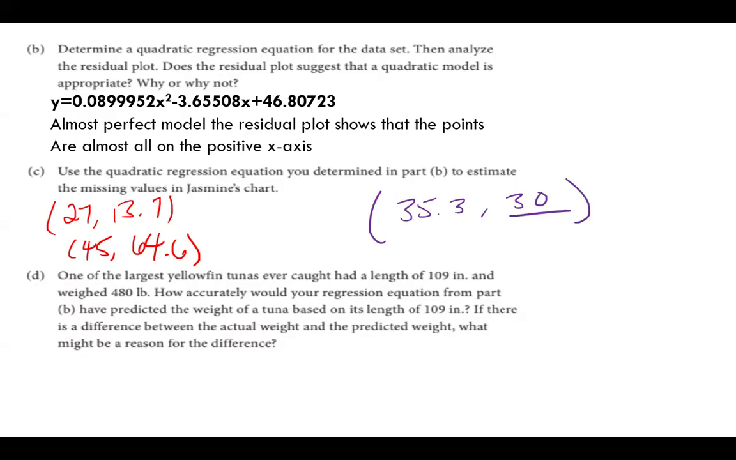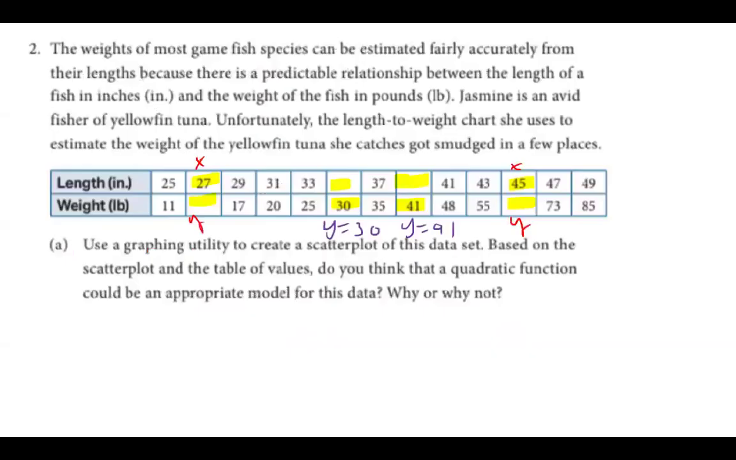Okay, now I want you to do the same thing to find our other missing blank. Our other missing blank was at y equals 41. So what would be the input that gives me 41? Doing what we just did, and if you need help, let me know. What would I need to do to find the missing value for 41?